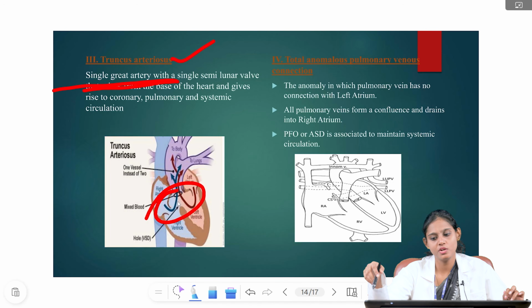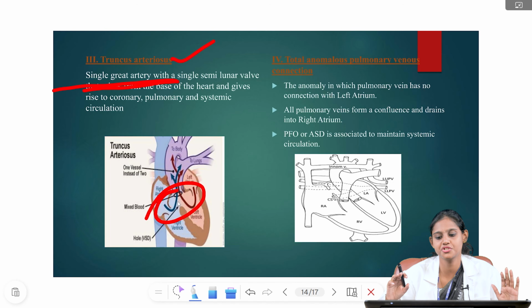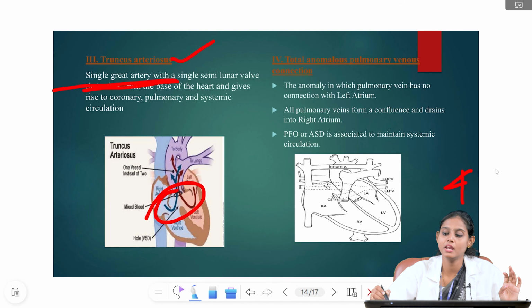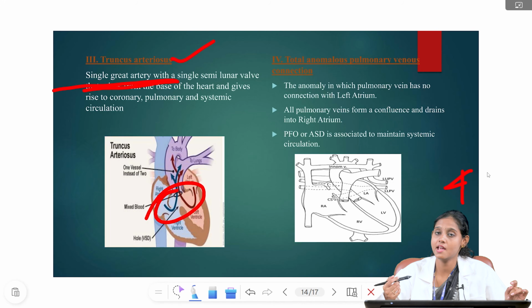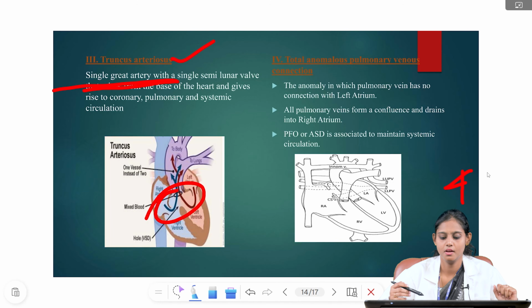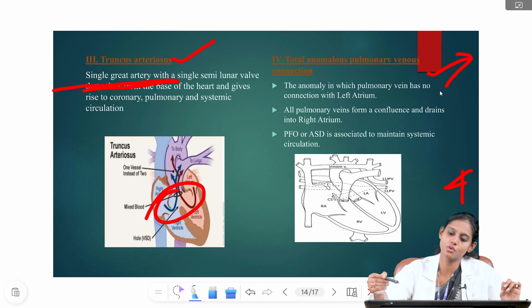Next, we'll look into total anomalous pulmonary venous connection or pulmonary venous return. It is an anomaly in which the pulmonary veins have no connection with your left atrium. In the normal human heart, all four pulmonary veins drain into your left atrium. Whereas in this condition, all four pulmonary veins have no connection with your left atrium, and instead confluence and drain into your right atrium. PFO or ASD is associated to maintain systemic circulation in this condition. That is why the patient has cyanosis.